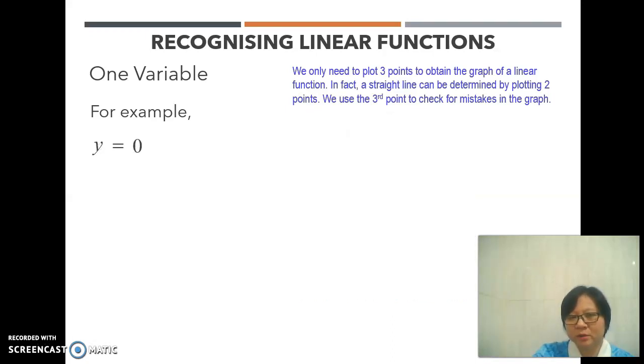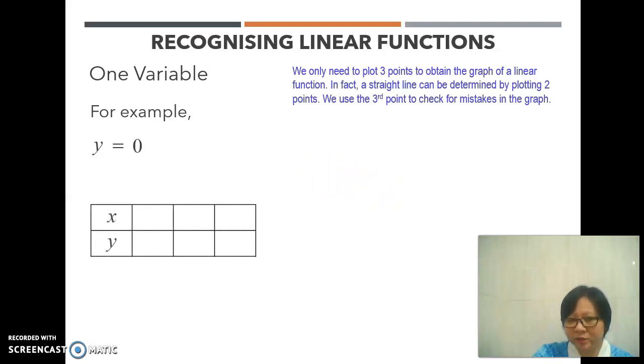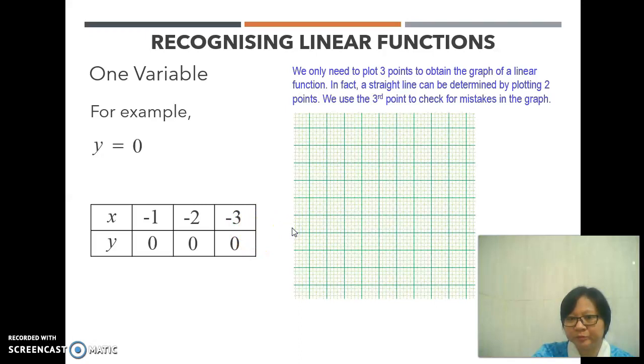What about y equals 0? Well, let's use a table of values. y is equal to 0 means the y coordinate is always equal to 0. Let's write down 0 on the second row. What about the value of the x coordinates? You can choose any value. I'm going to use negatives: -1, -2, -3. It means I'm going to use the second quadrant. Let's plot.